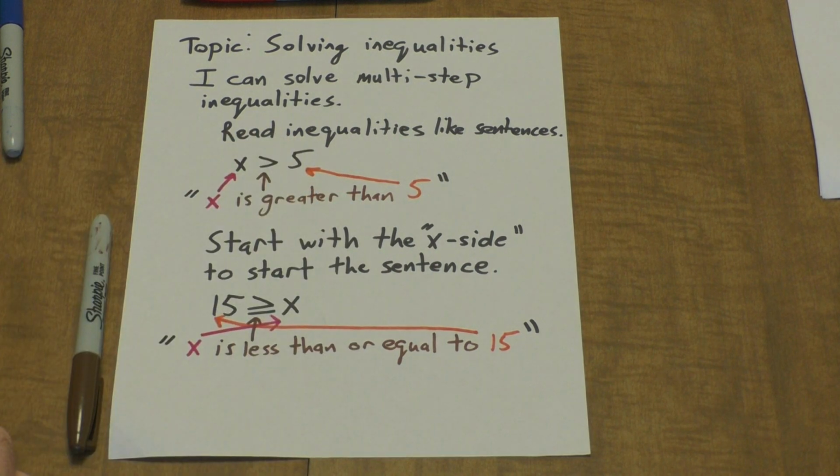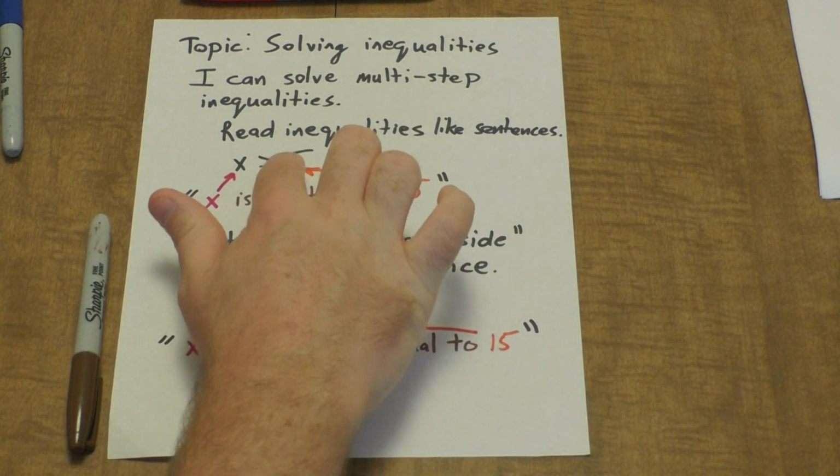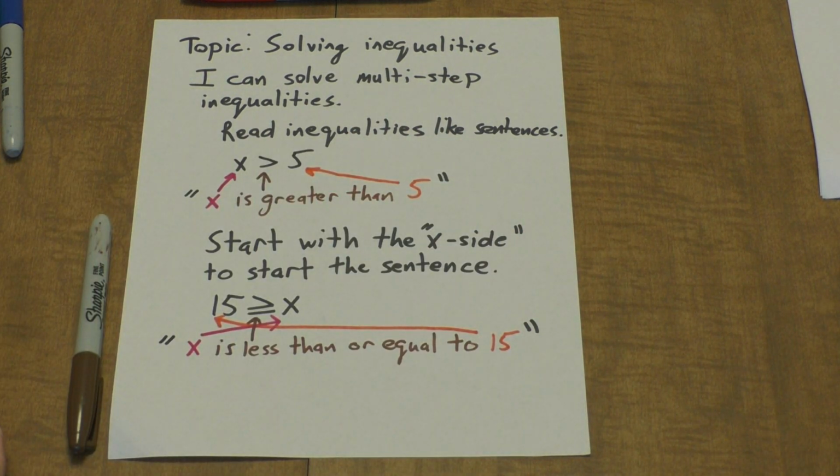So here I have x, here's this sign, that sign means is greater than. Here's that number is 5, so I can read this as x is greater than 5. So the trick to this is to start with the x side when you read a sentence. The sentence should always start with x.